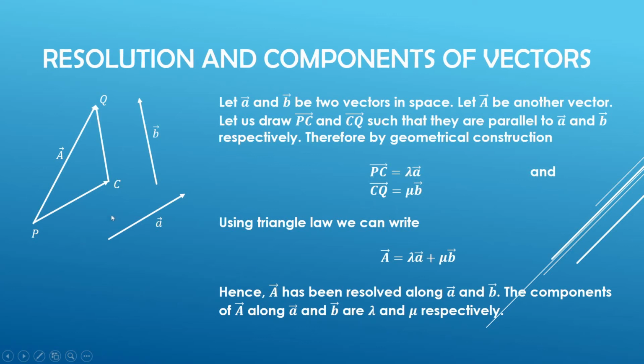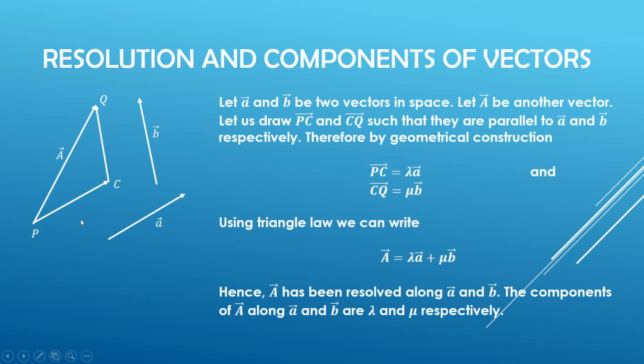If it is in the direction parallel to a, then lambda is positive, and if it is opposite to the direction of a but still parallel, or anti-parallel, then lambda is negative. Okay, then PC is lambda a. Similarly, since CQ is parallel to b vector, it is equal to mu times b vector, where mu and lambda are scalars. Therefore, from the triangle law of vector addition, A vector equals PC vector plus CQ vector.